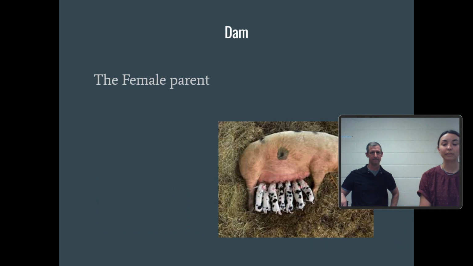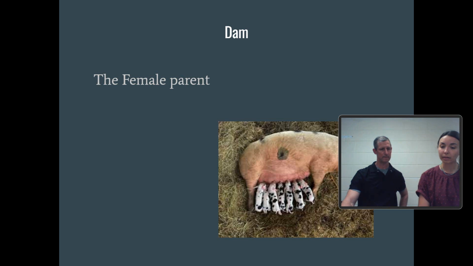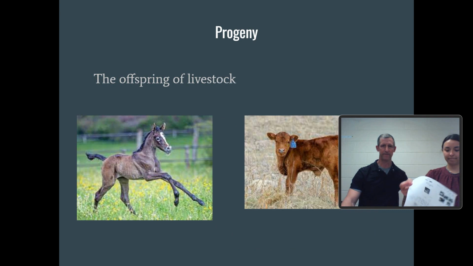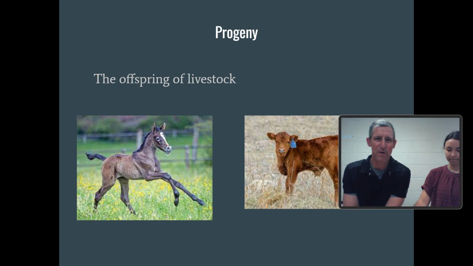And then if you were looking for the female parent, you would look for the word dam. That is the vocab word for the mother of the animal. So if you were looking on your pedigree again and you wanted to know who the mother of your animal was, you would look for the term dam. All right, so next term that we have is progeny, and it will also be listed on the registration papers.